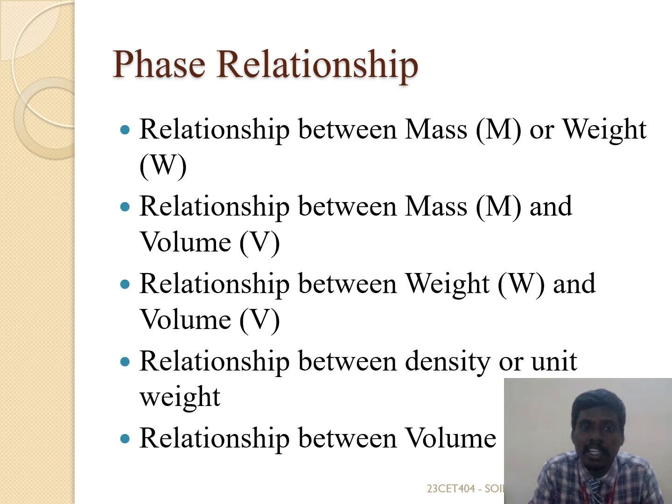So next we discuss the phase relationships. I categorize them under five phase relationships. The first one is the relationship between mass and weight. Mass means M, weight means W. And next, the relation between mass and volume. The first one is the relation between mass or weight, either one, mass or weight.